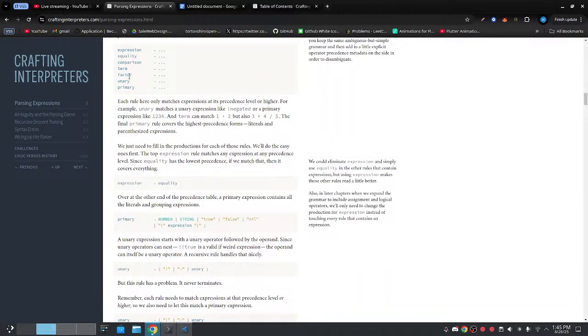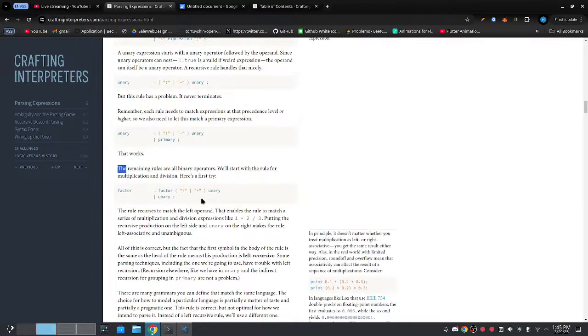Factor would give primary or unary. Gives unary, which in turn would give primary, right? The remaining rules are for binary operators. Factor gives factor, then divide or multiply unary. Unary would give not or minus unary, or primary. So not 1 2 3 4 divide this. This makes sense.